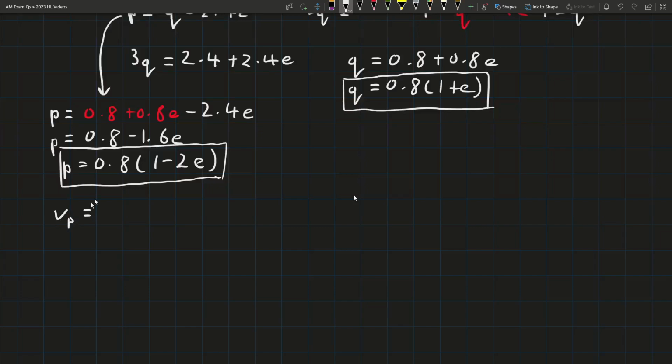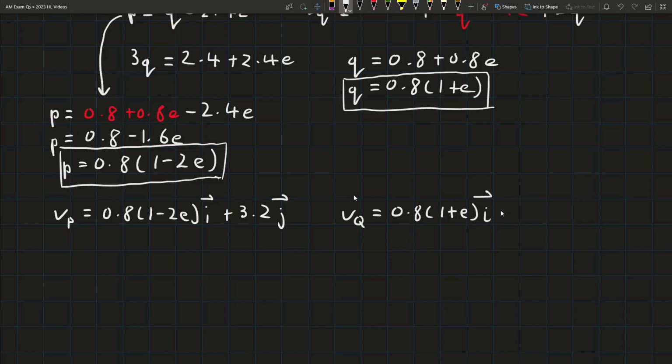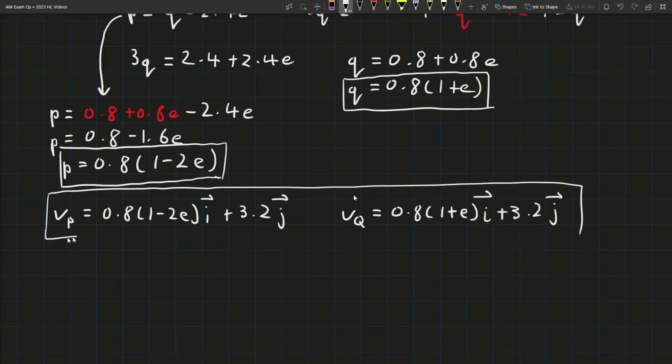I'd say VP equals 0.8 times 1 minus 2e I plus 3.2J, because remember the J doesn't change. And for Q, we have 0.8 times 1 plus e I plus 3.2J. And that's the answer. That's the velocity written in I and J form. Again, you could write it in terms of an angle and magnitude, but it's just easier if you're going to have to square the 1 minus 2e and all, it's easier to leave it this way. They don't specify, and I'd say they'd accept both. So yeah, that's it.